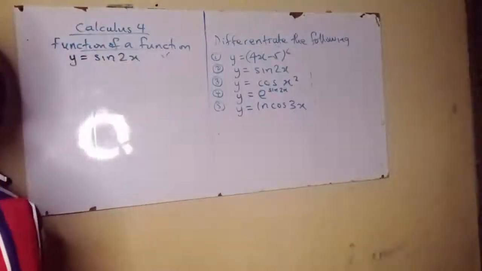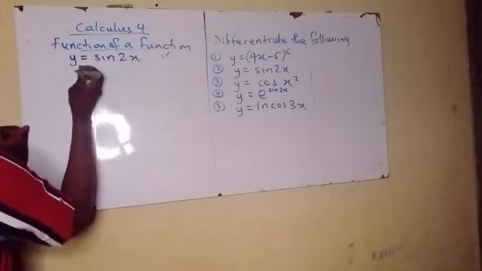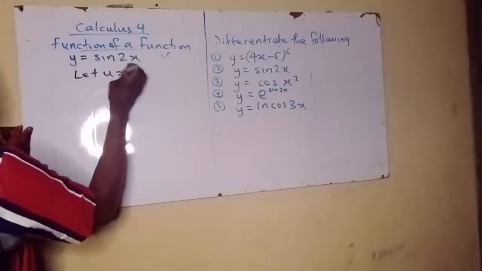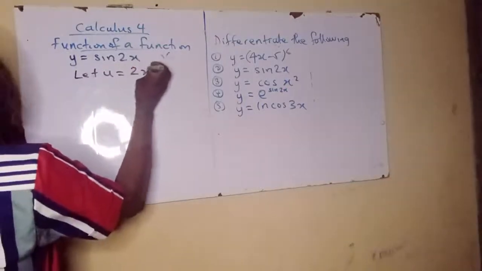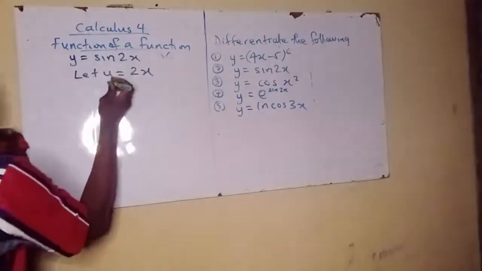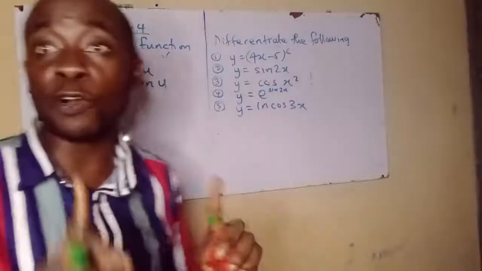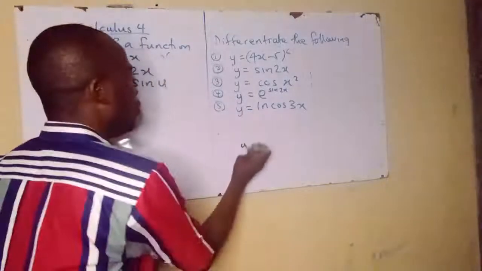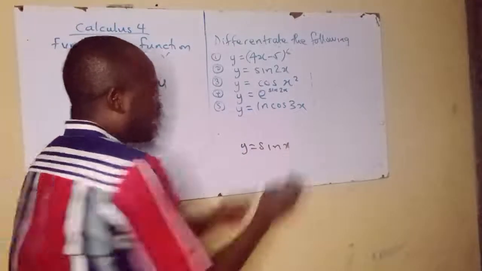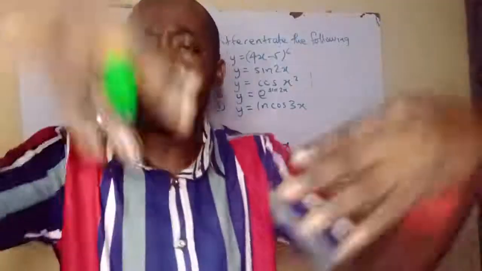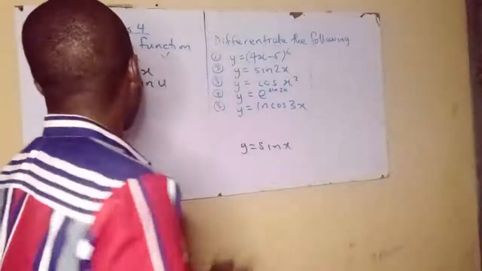Let u be equals to 2x, so that y now will be equals to sin u. You see that it has become a composite function, because a normal function should be y equals to sin x. Anything we put in there has become another function inside a function. So let us see how to solve it.